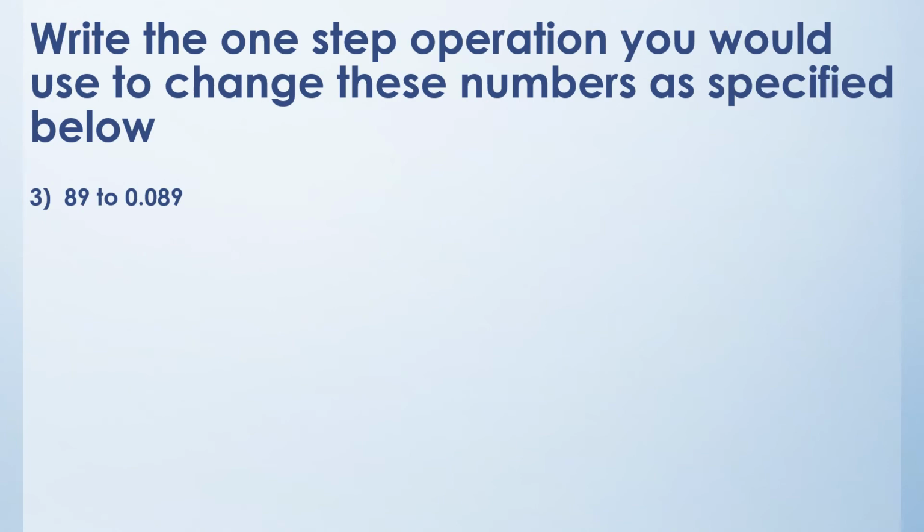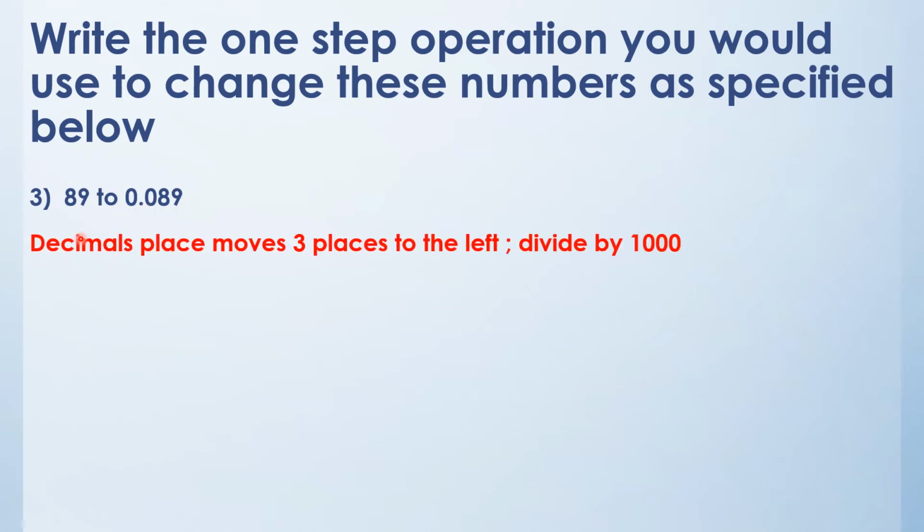Let us do one more question. 89 to 0.089. Here also just observe the decimal. Here is no decimal. It means we can say the decimal is after this whole number. So it moves three places: 1, 2, and there is one 0 and then the decimal is here. It means three places towards left. So this happens when we divide by 1000.